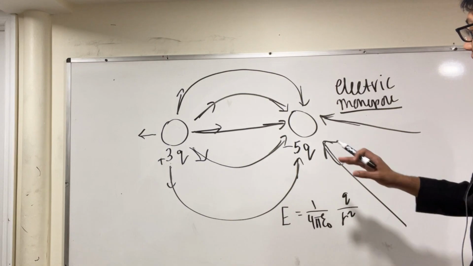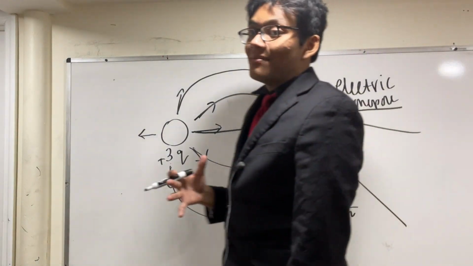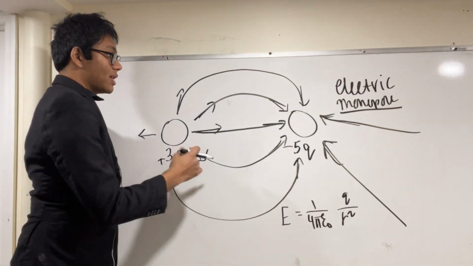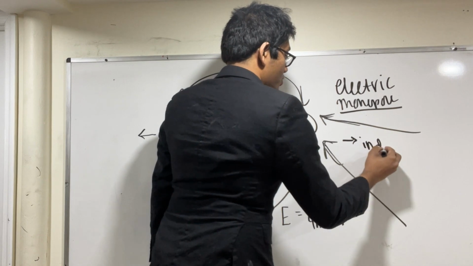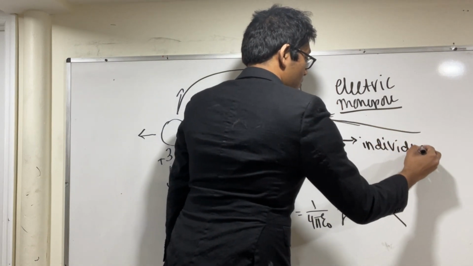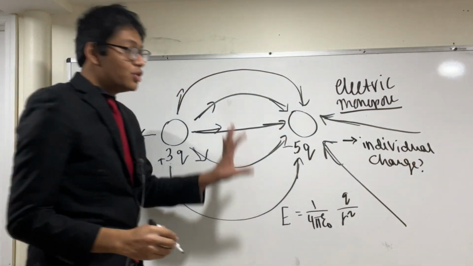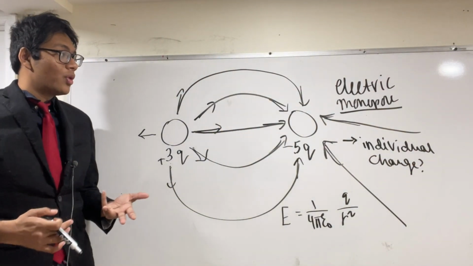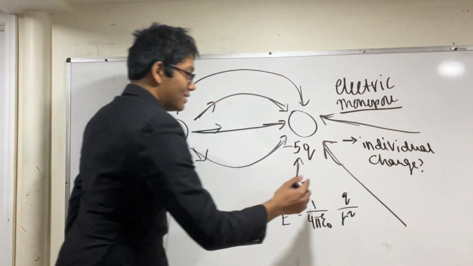Anyway, so this is the idea of an electric monopole. Now, let's consider some things that may or may not matter when it comes to electric monopoles. Does the individual charge matter? And we're going to consider these after we zoom out. So the whole idea of a monopole is, imagine this. Imagine you have a car that's driving on the road.